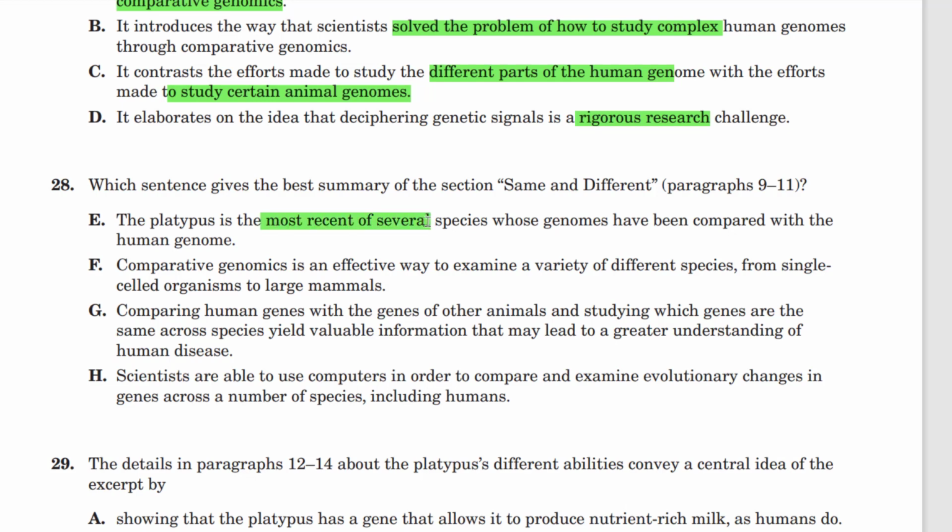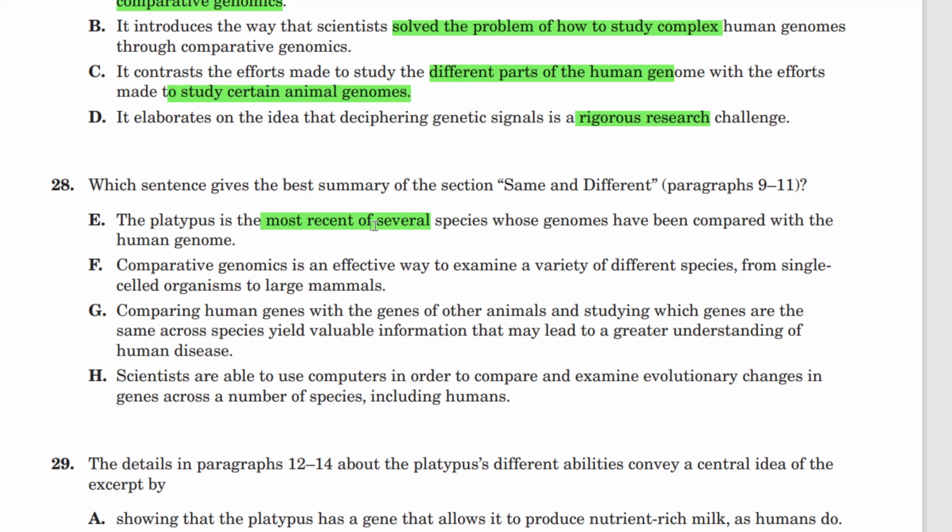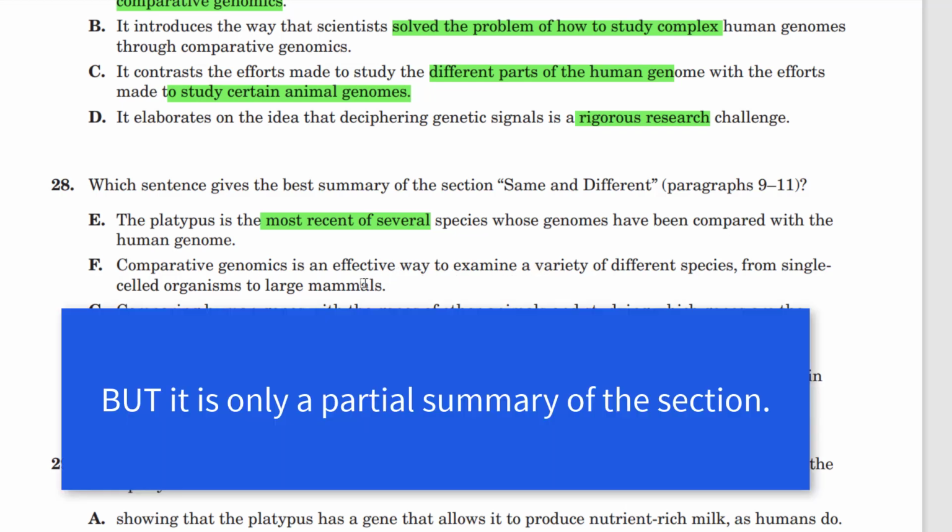The idea of these lines, or the 3 paragraphs, was to explain what comparative genomics is and what the benefits are. Okay? It's not about the most recent, which is too extreme. E is wrong. Typical wrong answer choice. F: Comparative genomics is an effective way to examine a variety of different species from single-celled organisms to mammals. So it is, right? It does tell us that is an effective way to examine a variety of different species.